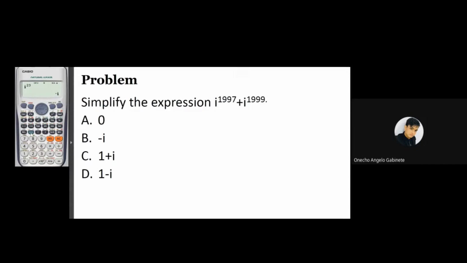So anong gagawin natin pag matataas? Like, I raised to 1997 plus I raised to 1999. 0 po ang sagot. So remember yung ating diniscuss last time, yung technique natin na dinidivide natin sa 4 para kung saan pumatak yung corresponding value po nung complex number, yun po yung parang ipapalit mo. So tapos pag maliit na yung value niya, yung nakaray sa kanya, tsaka mo siya ma-add or ma-perform yung operation.